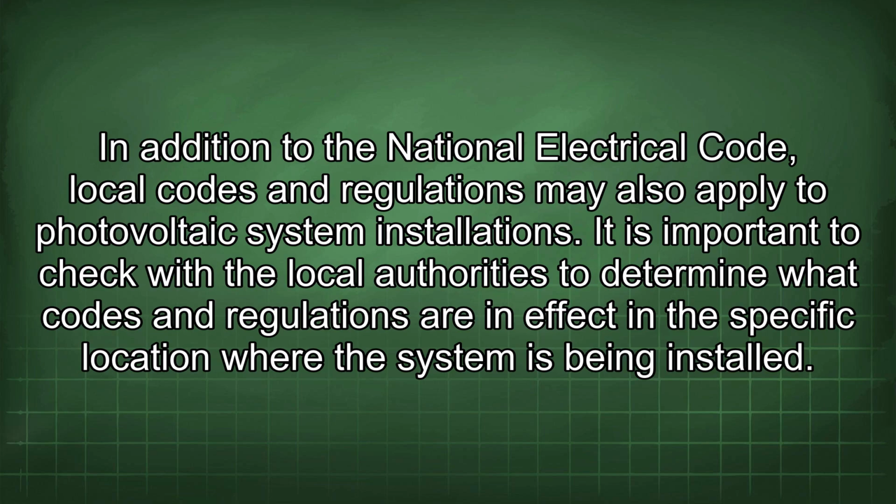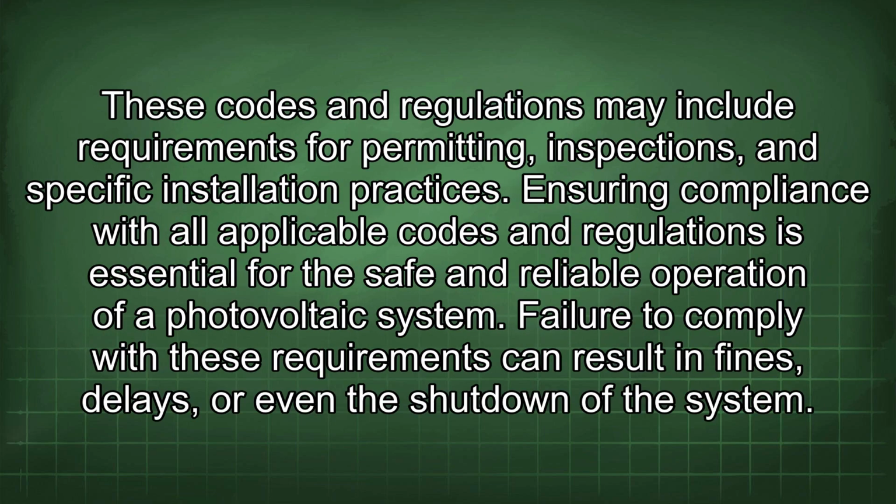In addition to the National Electrical Code, local codes and regulations may also apply to photovoltaic system installations. It is important to check with the local authorities to determine what codes and regulations are in effect in the specific location where the system is being installed. These codes and regulations may include requirements for permitting, inspections, and specific installation practices. Ensuring compliance with all applicable codes and regulations is essential for the safe and reliable operation of a photovoltaic system. Failure to comply with these requirements can result in fines, delays, or even the shutdown of the system.